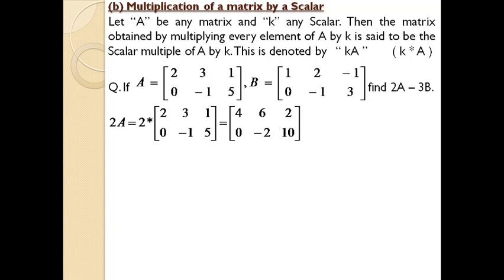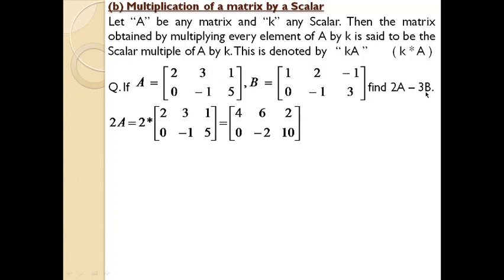This concept of multiplication is known as multiplication by a scalar. Scalar means same number or equal number. Here 2 is a common number, and it has to be multiplied with each element within a matrix. So here A means 2, 3, 1, 0, minus 1, 5. In the question you are asked to find 2A minus 3B.